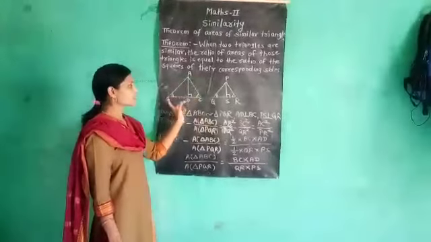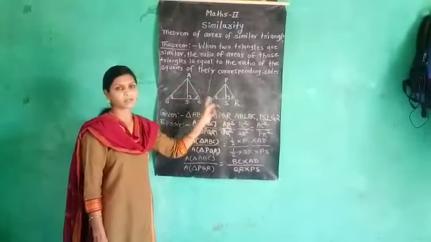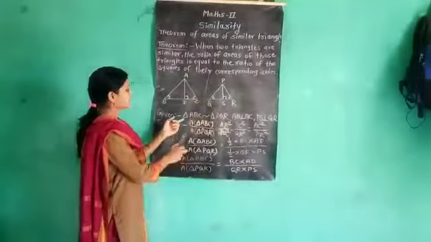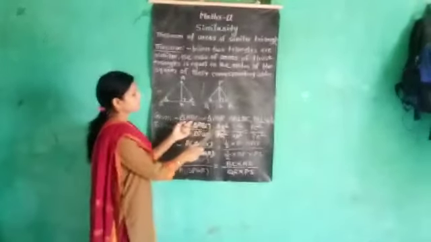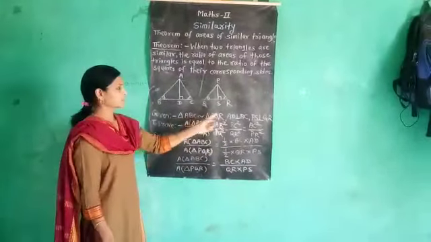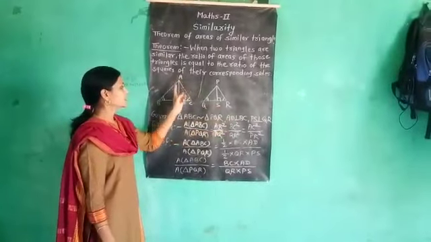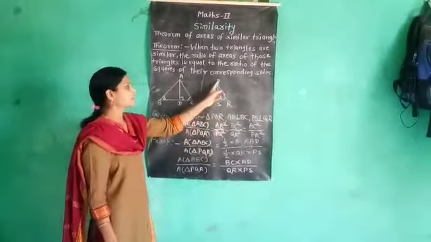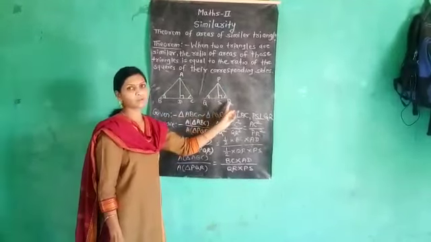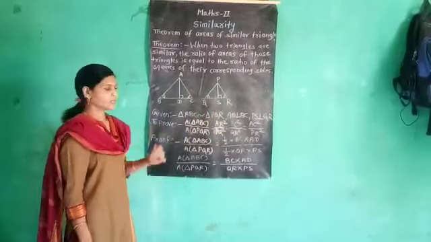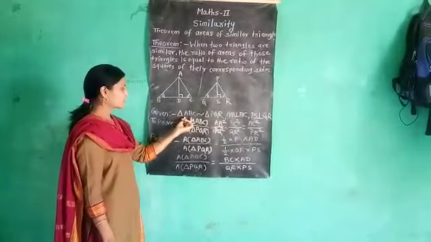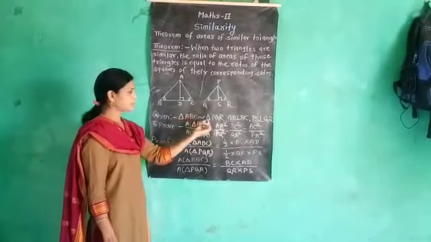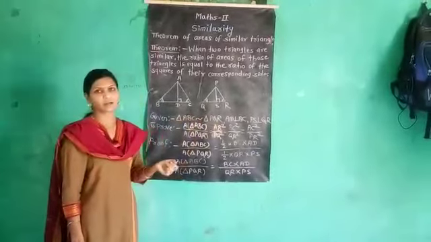There are two triangles, triangle ABC and triangle PQR. These two triangles are similar. That is, triangle ABC is similar to triangle PQR. Then segment AD is perpendicular to BC and PS is perpendicular to QR. In the given statement, we write triangle ABC similar to triangle PQR.